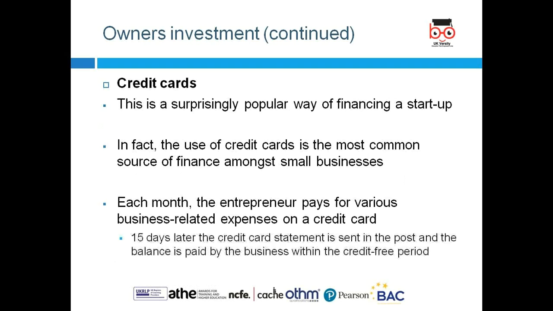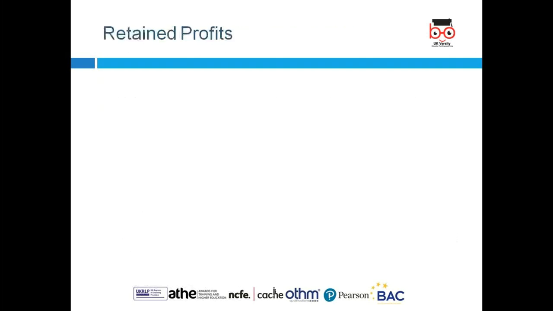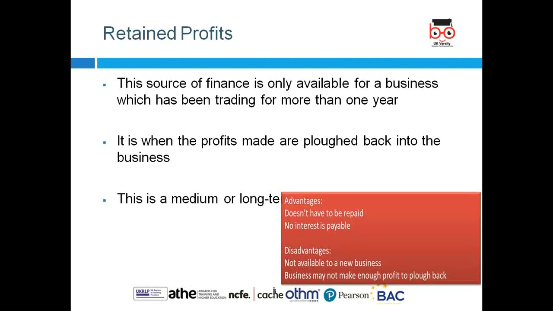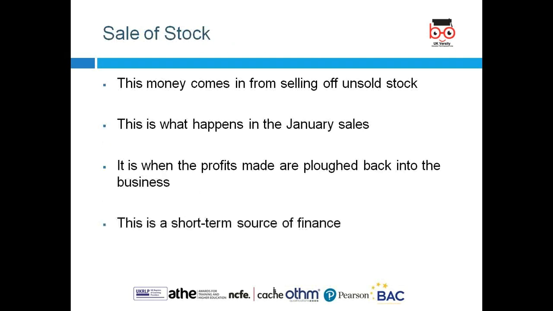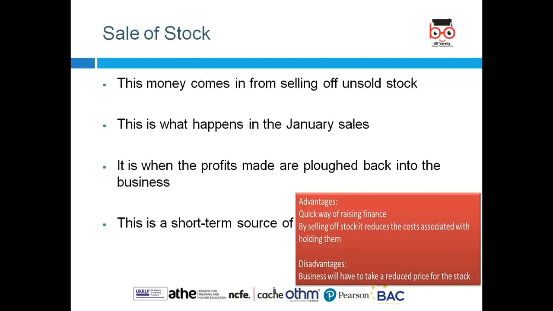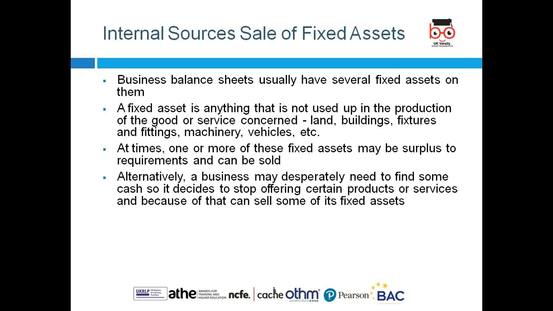Credit card is another source of finance, but please be careful because a credit card is normally quite an expensive source if we don't have a promotion. Retained profit, which we discussed, is the previous year's profit you retain. The advantage is no interest and you can use it. Sale of stock is quick financing and there's no interest involved, but a disadvantage is that we are reducing the price to sell it.